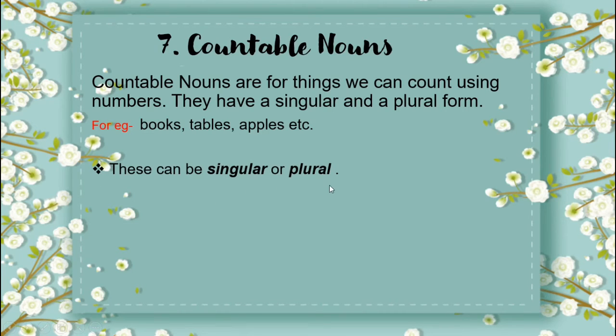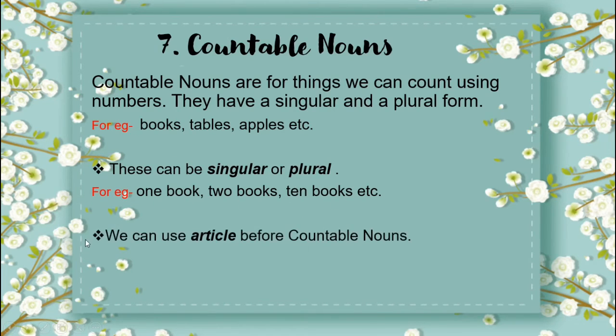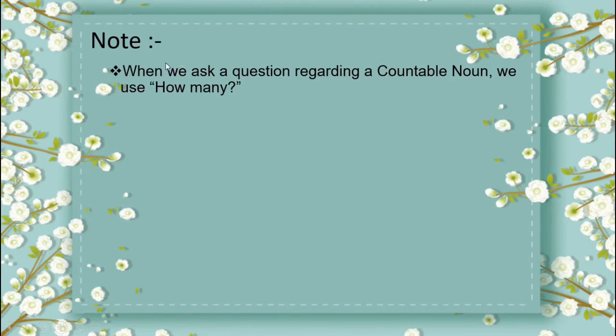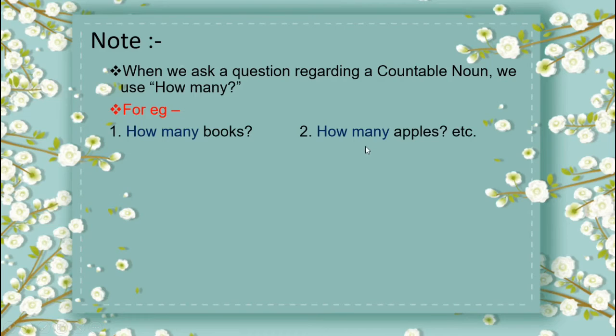These can be singular or plural. For example, one book, two books, 10 books, etc. We can use articles before countable nouns as well. For example, a book, an apple, a table, etc. Students, it's really important to note that when we ask a question regarding a countable noun, we always use how many. For example, how many books or how many apples, etc.